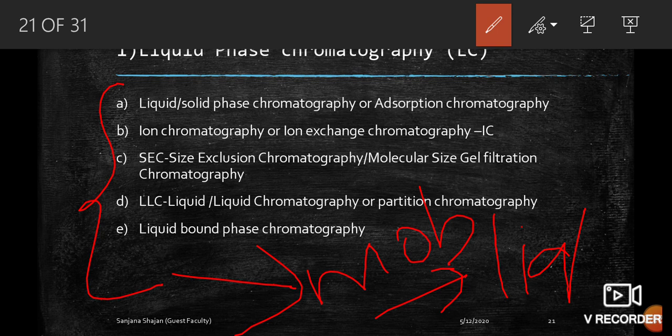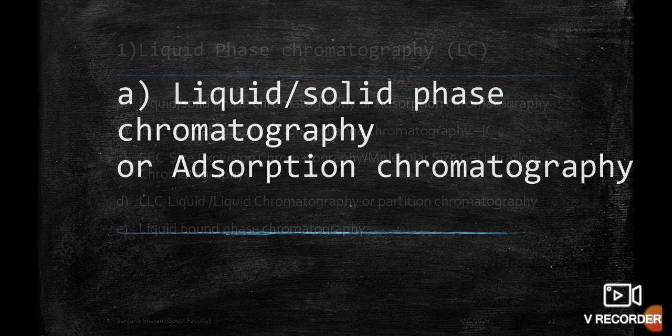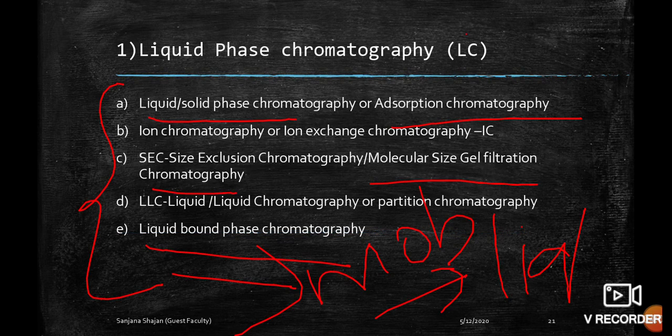So you have liquid solid phase chromatography, and these are two names of the same technique, so I've mentioned both names. Liquid solid phase chromatography is also called adsorption chromatography. You have ion chromatography or ion exchange chromatography, abbreviated as IEC. SEC, that is size exclusion chromatography, also called molecular size filtration chromatography. And LLC, liquid liquid chromatography or partition chromatography. And you have liquid bound phase chromatography.